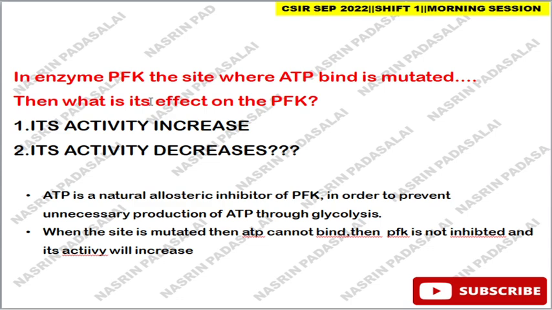So you should know this PFK is allosterically inhibited by ATP. ATP is a natural allosteric inhibitor of PFK. Generally it acts as an inhibitor in order to prevent the unnecessary production of ATP through glycolysis. So they are saying that when the ATP binding site is mutated, ultimately ATP cannot regulate the PFK activity.